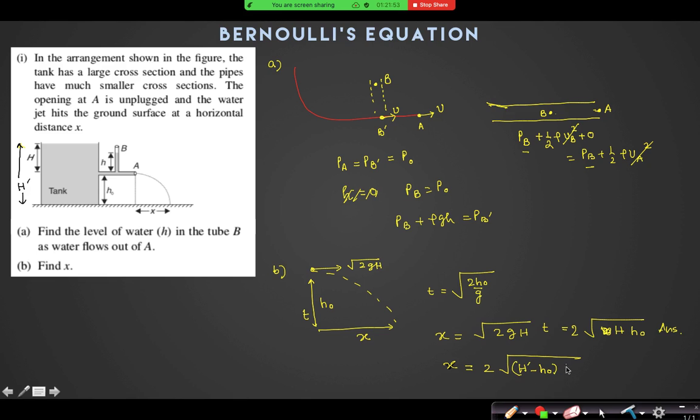Yes or no? Yes, sir. So if you differentiate it with respect to h naught, then you will find h naught is equal to h prime by 2. For maximum range, you have to punch a hole at the middle. The value of h naught will be h prime by 2. Okay, sir, done.